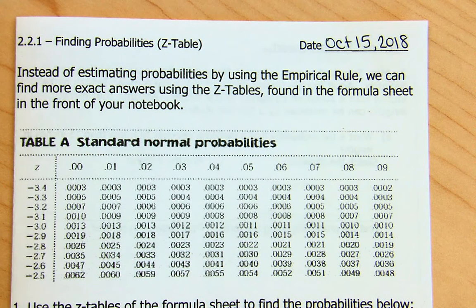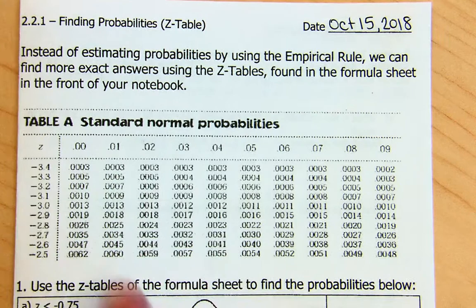Last week we talked about finding a z-score. We talked about normal distribution and how to do all of those things. Now we're going to look at what if that z-score is not an integer value. How do we use that to find a probability? That's what we're going to be looking at in this lesson.